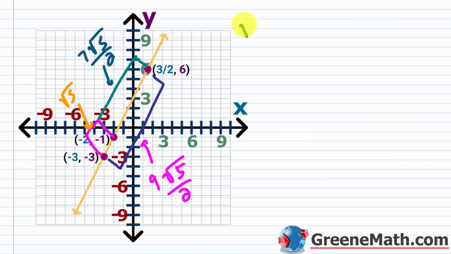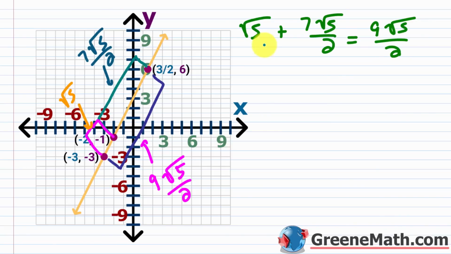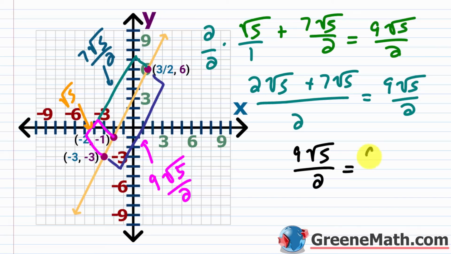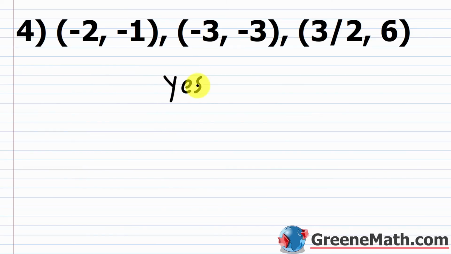Okay, so we're going to say that the square root of 5 plus 7 times the square root of 5 over 2 should be equal to 9 times the square root of 5 over 2. So I'm going to multiply this by 2 over 2. So let's say this is over 1 times 2 over 2. So you would have 2 times square root of 5, then plus 7 times square root of 5 over the common denominator of 2 is equal to 9 times the square root of 5 over 2. So 2 plus 7 is 9. So we would have 9 times the square root of 5 over 2 is equal to 9 times the square root of 5 over 2. So yes, this is a check. So these points are collinear. Obviously, you can see that because we've graphed a line here. But let's go ahead and go back up and say, yes, these points are collinear.